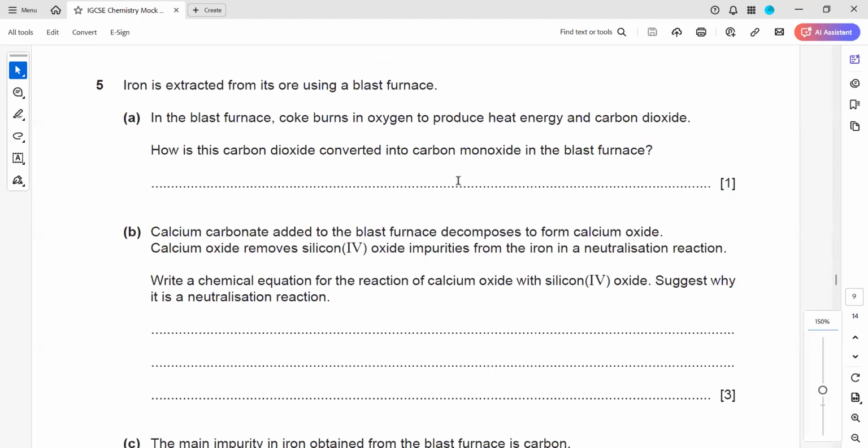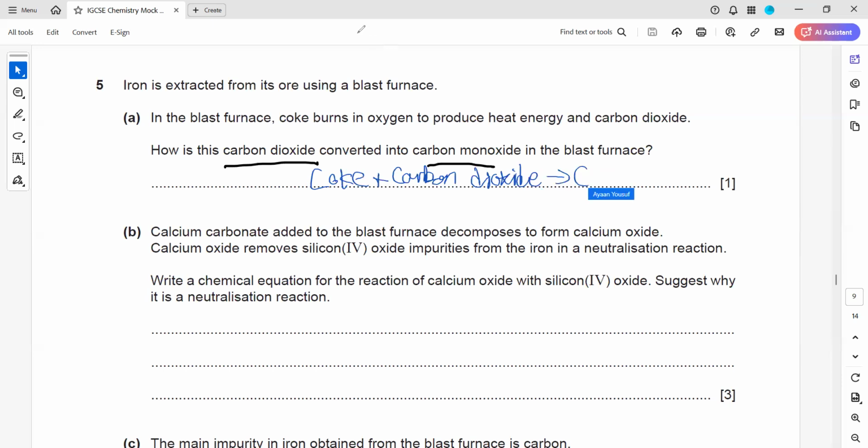The question is about extraction of iron from its ore using a blast furnace. In the blast furnace, the coke burns in oxygen to produce heat energy and carbon dioxide. How is this carbon dioxide converted into carbon monoxide in the blast furnace? So carbon dioxide reacts with more coke to produce carbon monoxide.